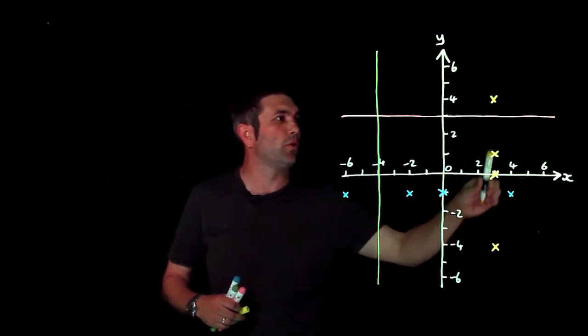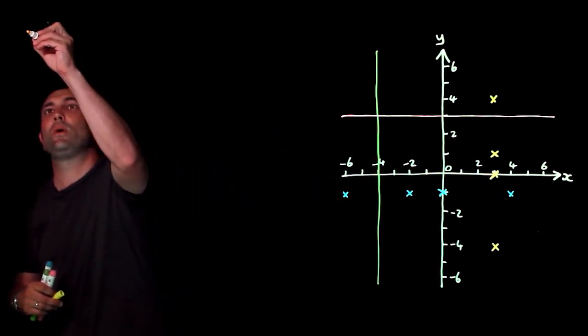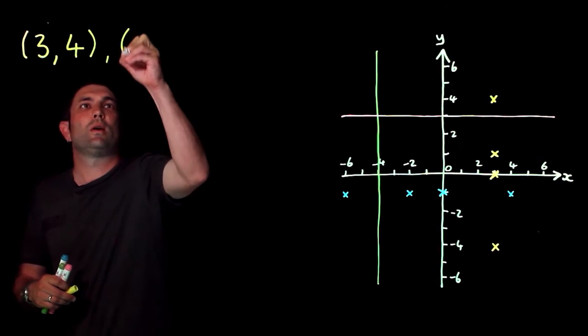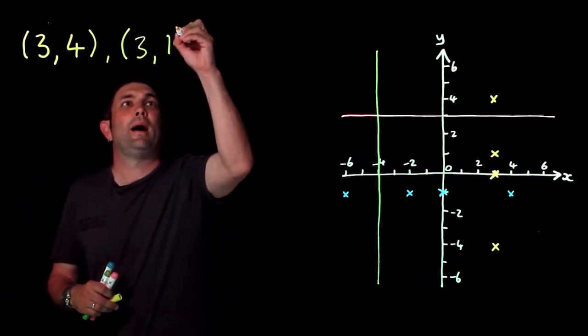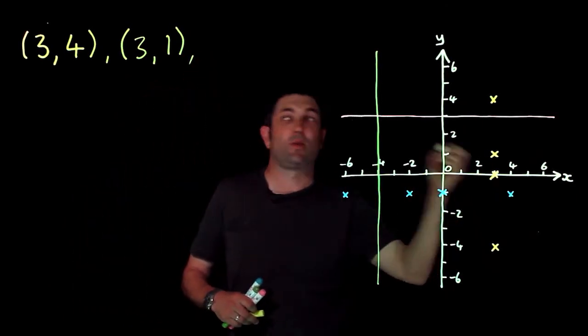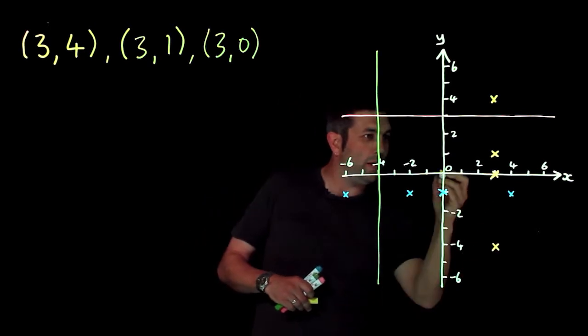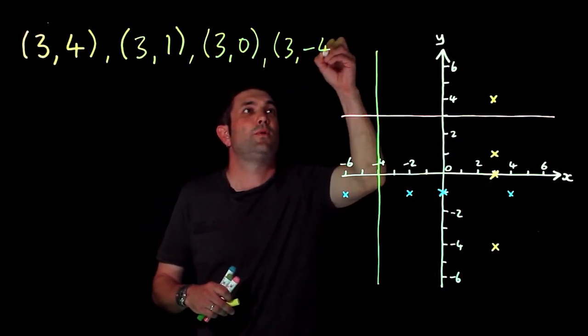Remember, it's along the corridor up the stairs, so this is going to go 3, 4 for the first one. So 3, 4. I'm also going to have a look at the next one, which is 3, 1. And the third one is 3, 0. And this final one here, 3, -4. So 3, -4, there we go.